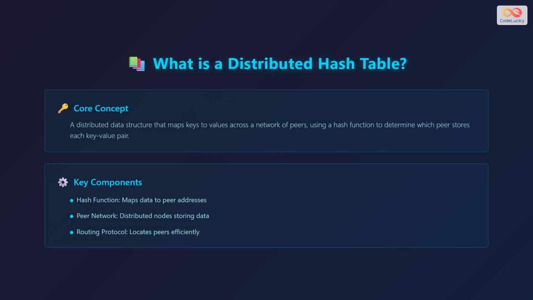A distributed hash table is a data structure that maps keys to values across a network of peers. Think of it like a phone book spread across thousands of computers instead of stored in one place. The system uses a hash function to determine which peer should store each key value pair. A hash function is simply a mathematical function that converts any input into a fixed size number. The three key components are: first, a hash function that maps data to peer addresses. Second, a peer network consisting of distributed nodes storing data. And third, a routing protocol that efficiently locates which peer holds the data you need.